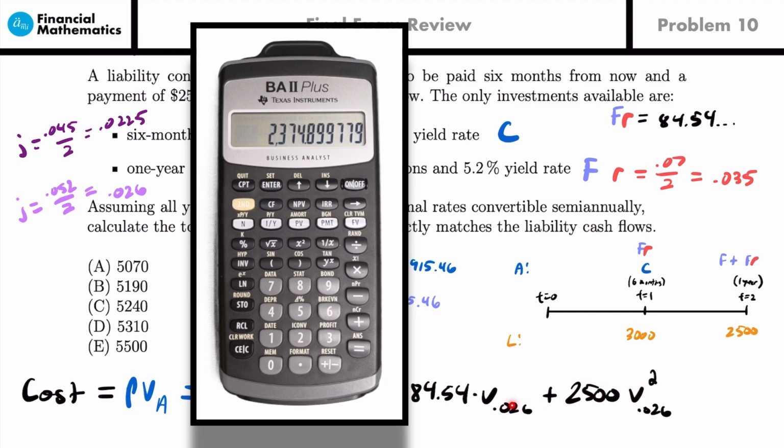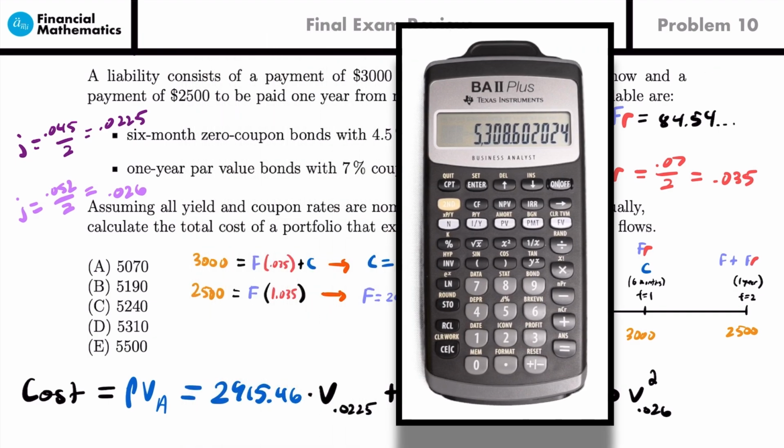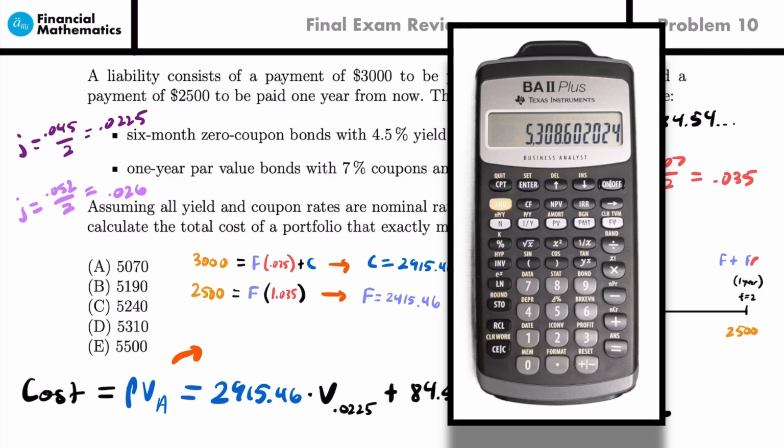Now let's add it to the other 2 things that we calculated. So hit plus, recall 2, plus, recall 1. That's where I had all those other values stored. And there's our final answer. We have now just found that the cost of this portfolio is $5,308 and about 60 cents. Okay, that's the final answer.